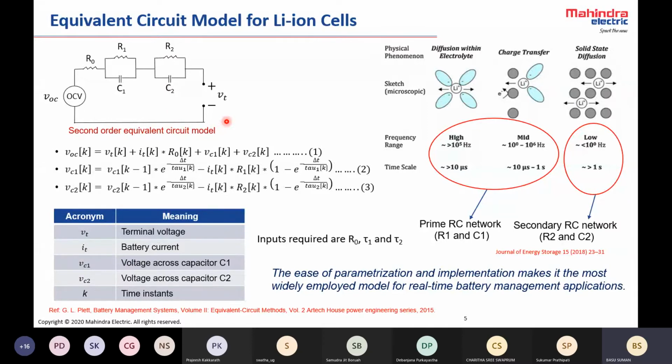If you look into more detail, there are more advanced equivalent circuit models where they would have 3-pair RC, they might have 4-pair RC, or RCs connected in different ways. But this is a simple RC circuit which works for most of the conditions.